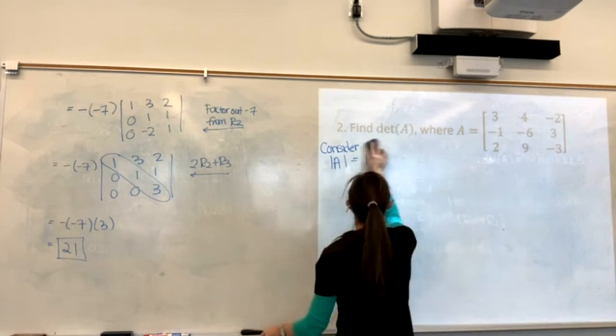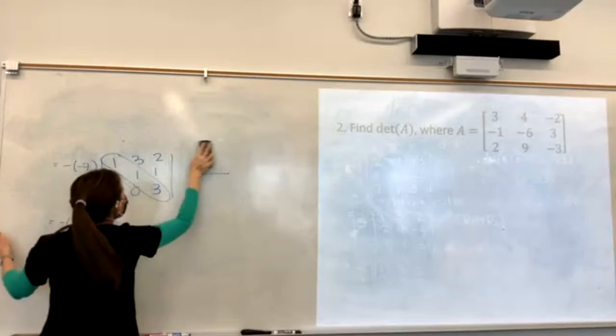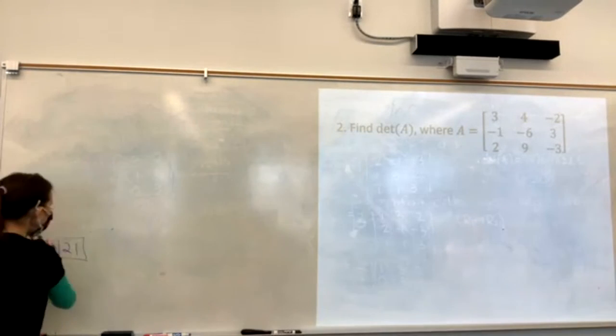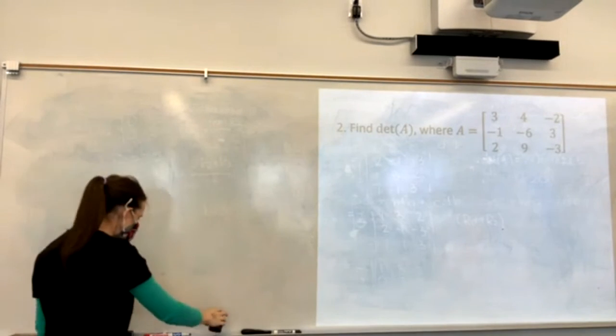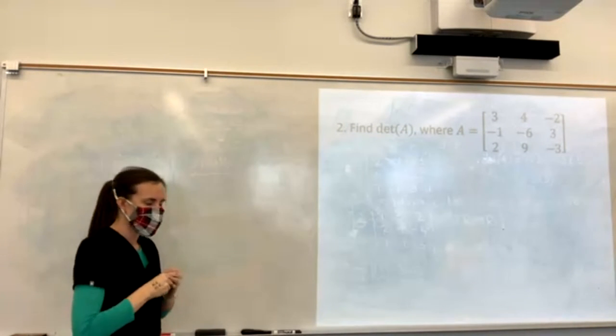So let's do one example where we do some column operations. And we may not take it all the way to triangular. We may just get to a point where we go, oh, that's easy from here. Let's just do it from here.